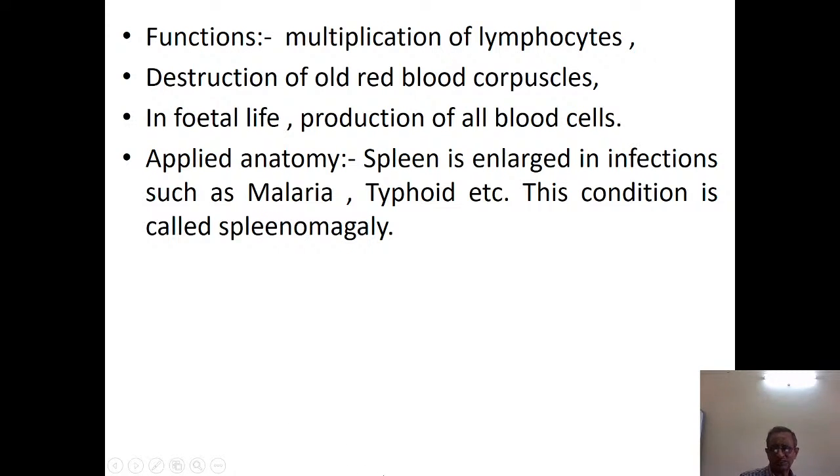So that finishes our extrahepatic biliary system, then the liver, the pancreas and spleen.